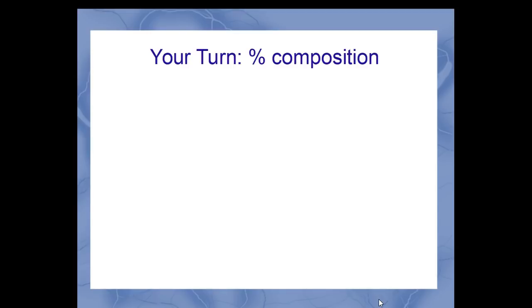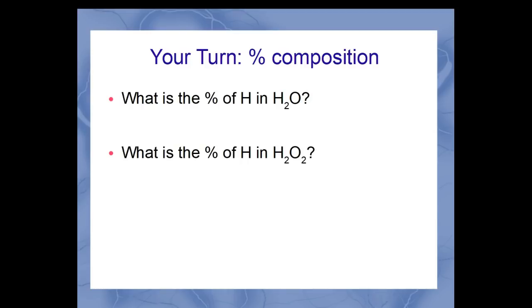Your turn. Try it. The percentage of hydrogen in water, you already know the individual atoms. The percentage of hydrogen in hydrogen peroxide, H2O2. And the percentage of calcium in calcium chloride. You already know chlorine is 35.5. Calcium is 40 grams per mole. So shut this off, do the work, and then check your answers.